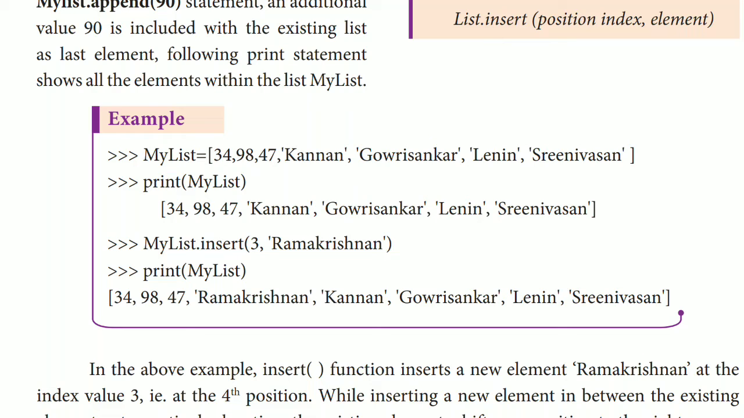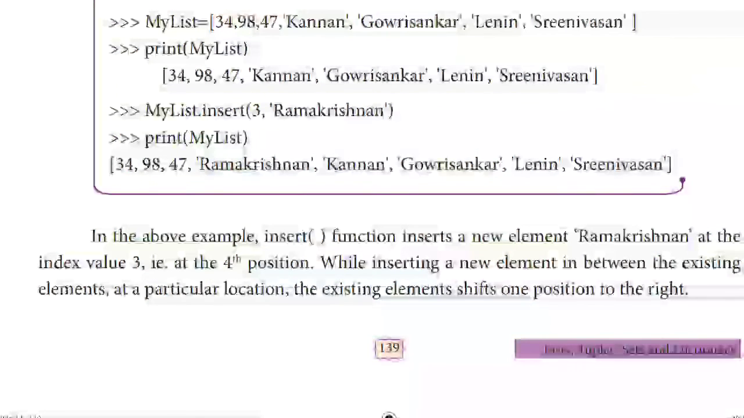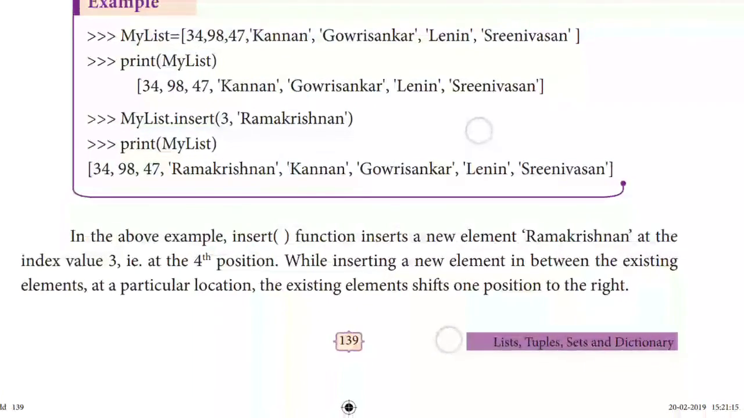Here you can see that 0 is 34, 1 is 98, 2 is 47, but in position 3 there is already Kannan. Now it is moving Kannan to the next place and adding Ramakrishna in the third position. In the above example, the insert function inserts a new element Ramakrishna at index value 3, that is the fourth position. While inserting a new element in between existing elements at a particular location, the existing value is pushed one position to the right. This is what happens in the execution.